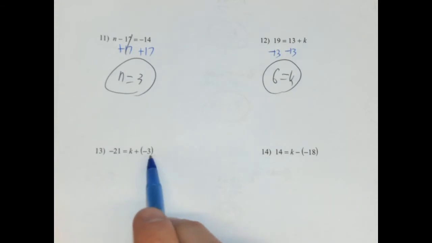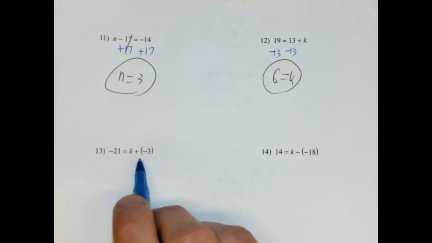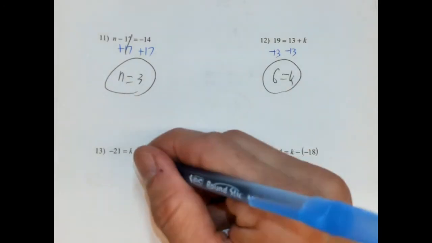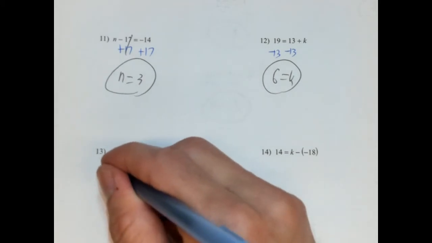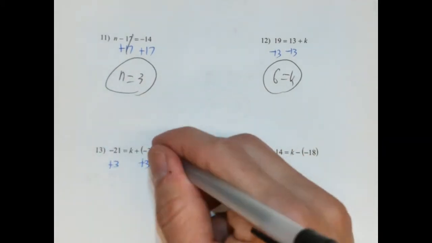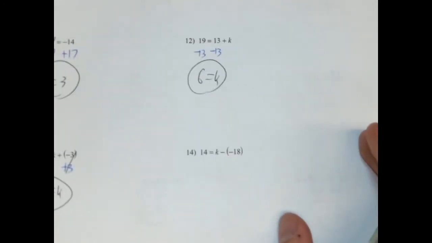Here we have k plus negative 3. So this is another interesting one. You could actually write this as k minus 3. It would be the same thing. We're going to add 3 to both sides. Because if we were to subtract 3, this would just become negative 6. So negative 21 plus 3 is going to be negative 18. So k is equal to negative 18.